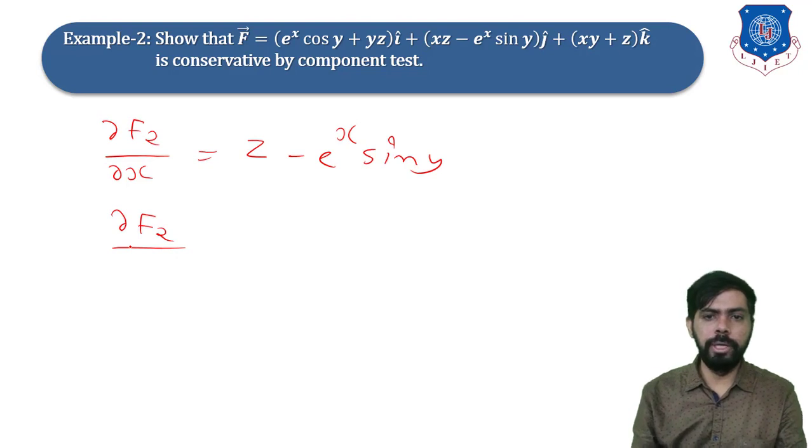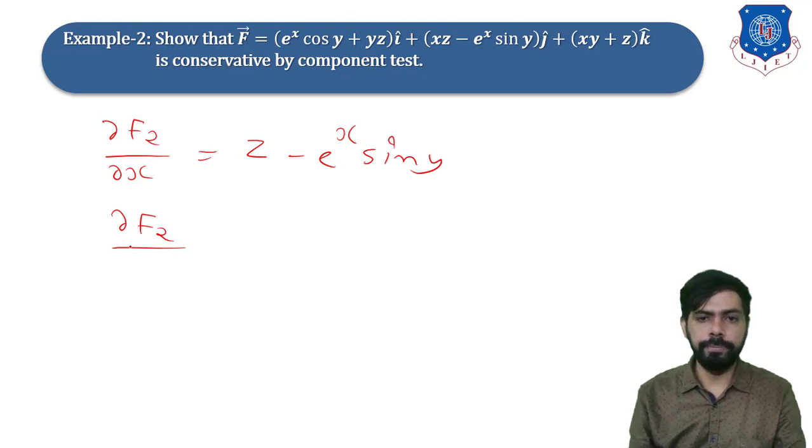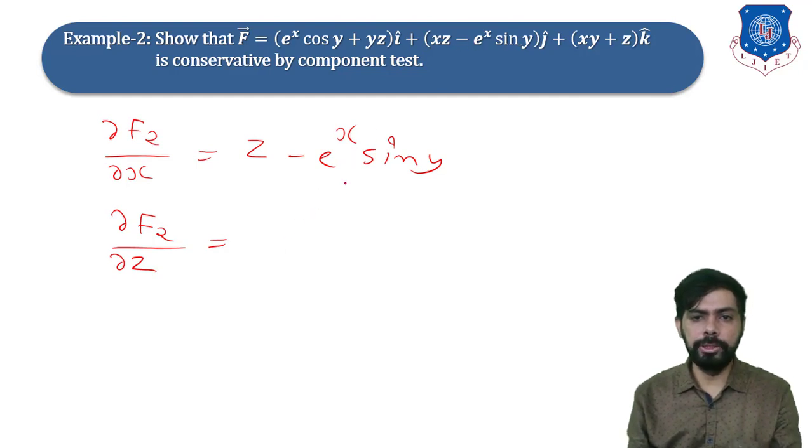Now we will find out del f2 divided by del z. So here f2 is xz minus e raised to x sin y. So here x and y will be constant, therefore x will be as it is, and derivative of z with respect to z is 1. Okay. Then here x and y will be constant, therefore derivative of e raised to x sin y will be 0.